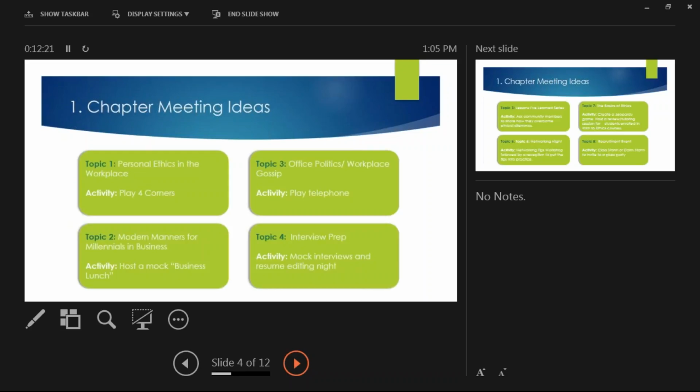Okay, so as we get into our first set of chapter meeting ideas, we actually have roughly 8 ideas that we want to share with you all. But the first one, you'll see there, topic 1, is personal ethics in the workplace, and it says that the activity is to play 4 corners. If you haven't played 4 corners before, essentially what you do is you pose some sort of ethical dilemma, describe a scenario that happens, and if you need some ideas for those ethical dilemmas, we have some of those. If you email your account representative or email myself or Alexia, we can definitely share some of those scenarios with you. And then you would propose a course of action.